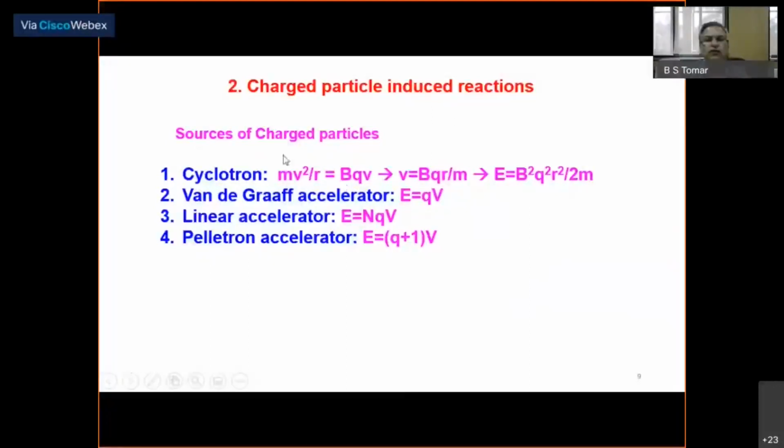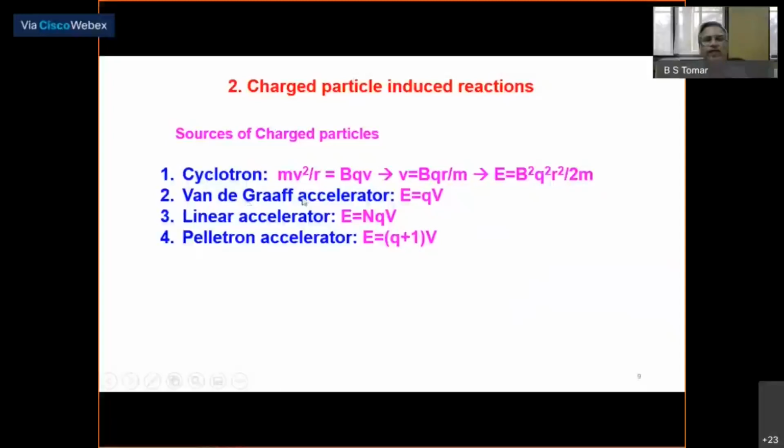And so the basic equation for a cyclotron is mv square by r is equal to bqv. mv square by r is the centripetal force on the charged particle moving under the force of a magnet. And so this is a magnetic force. So the magnetic field, the charge, and the velocity. And so from here you can find out the velocity and hence the energy of the ion. So it depends upon the magnetic field, the charge, the radius of the D's, where the charged particle is rotating, and the mass of the charged particle. So you can calculate the energy of the charged particle in a cyclotron using this formula.